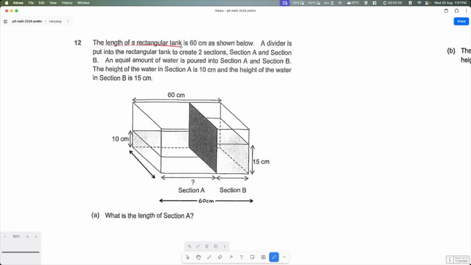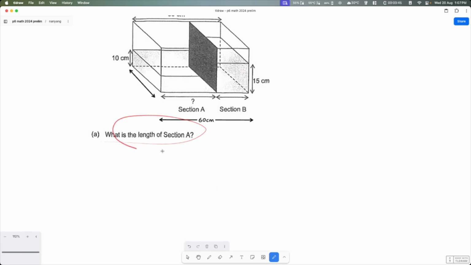The length of a rectangular tank is 60 centimeters as shown below. A divider is put into the tank to create two sections, section A and section B. An equal amount of water is poured into section A and section B. The height of water in section A is 10 centimeters and the height of water in section B is 15 centimeters. What's the length of section A?